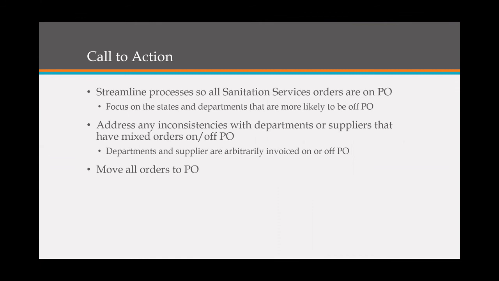Next will be to address any inconsistencies with departments or suppliers that have mixed purchasing history made on and off PO. It appears that these departments and suppliers are arbitrarily invoiced on and off PO. We suggest implementing a software update or executing a company-wide notification to immediately transition these future orders to be made on PO, since the capability is already there.